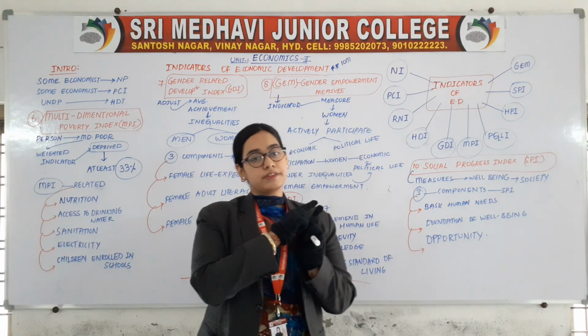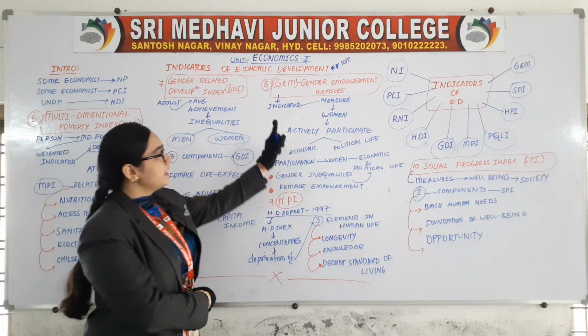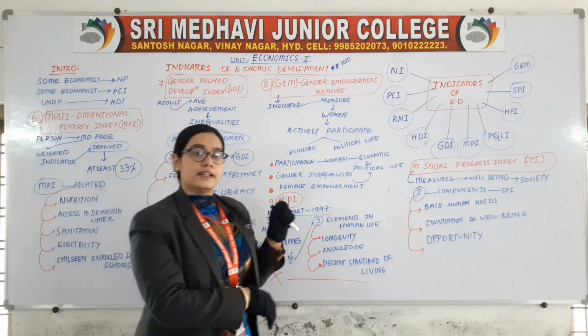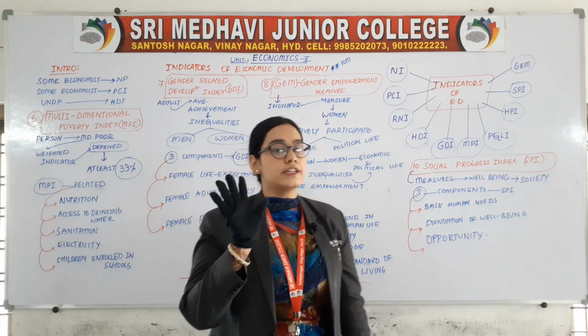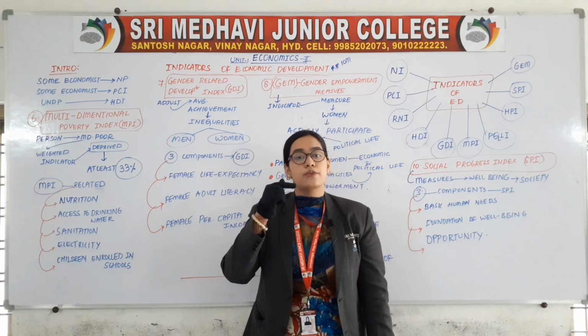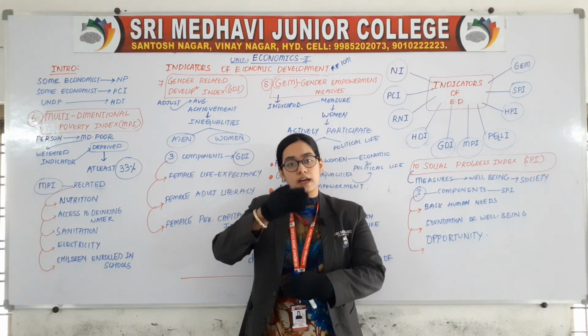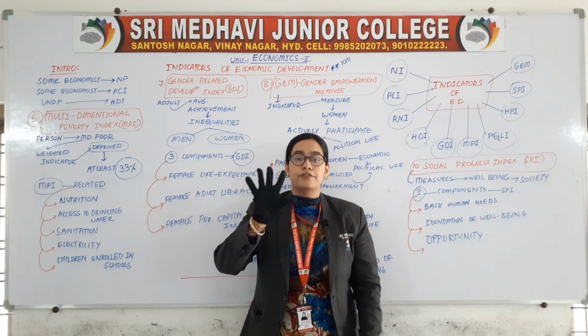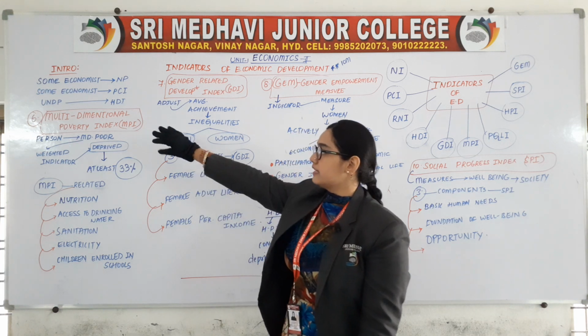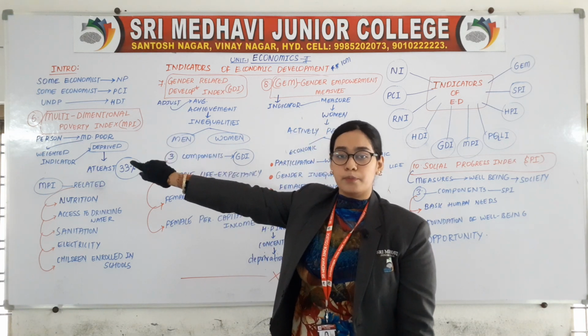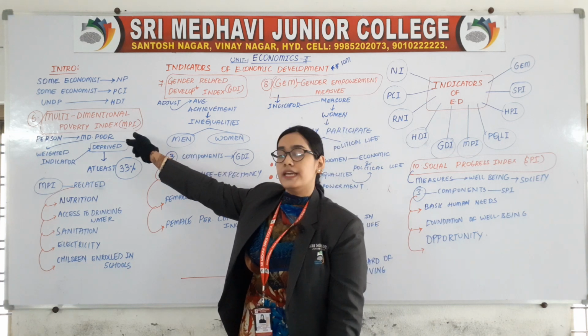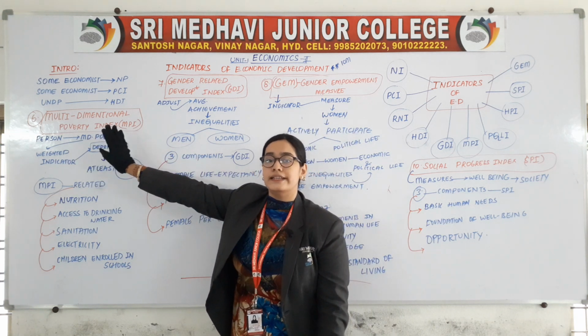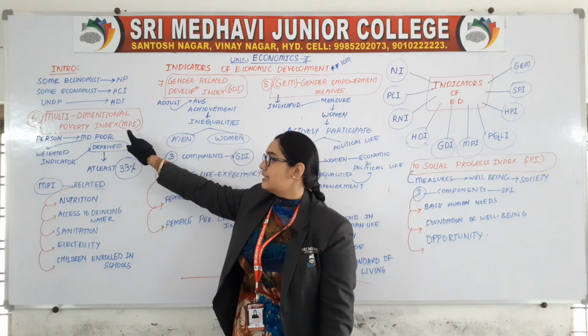In the previous class we were discussing indicators of economic development. Five points are already finished, that is 1, 2, 3, 4, 5, and now we are going to continue with the remaining 5 points. Let us come to the next side heading, that is the 6th point, MPI, that is Multidimensional Poverty Index.